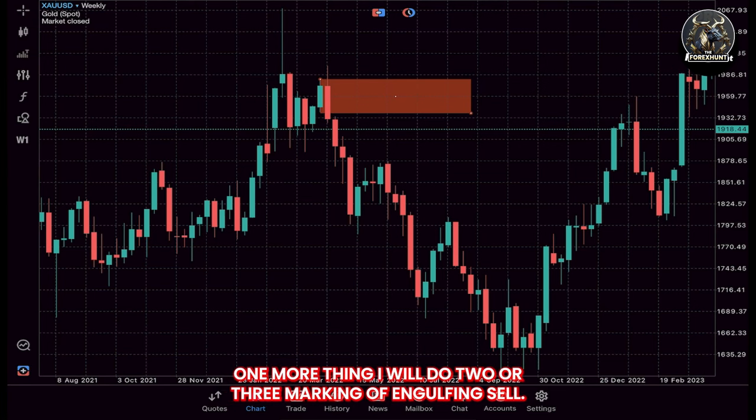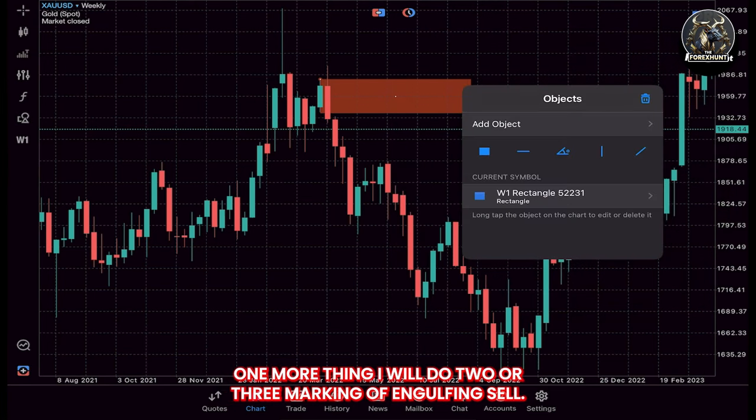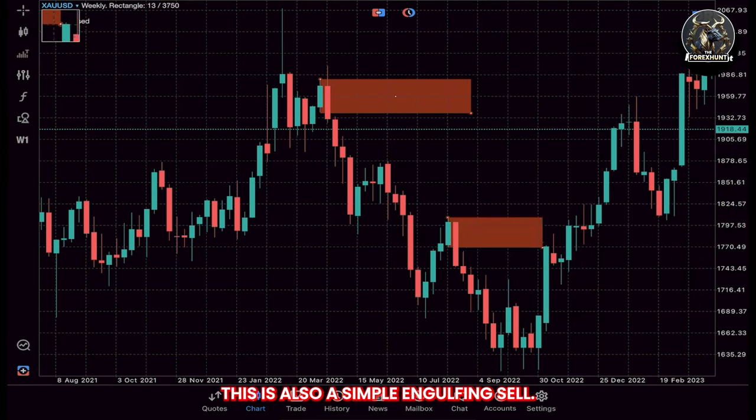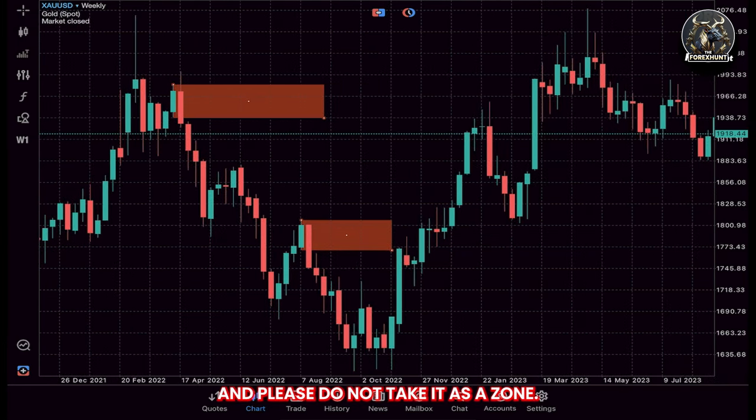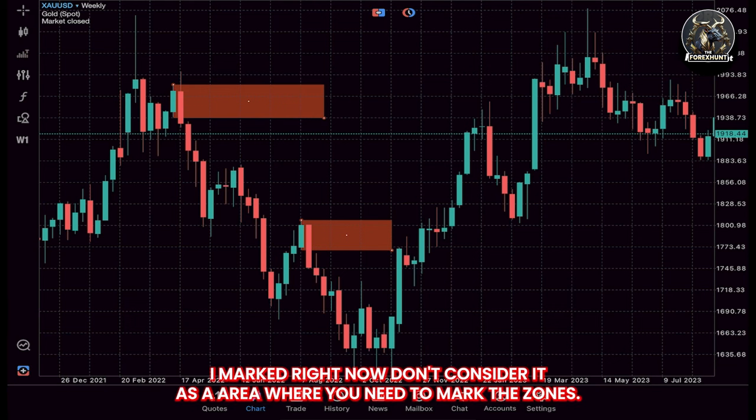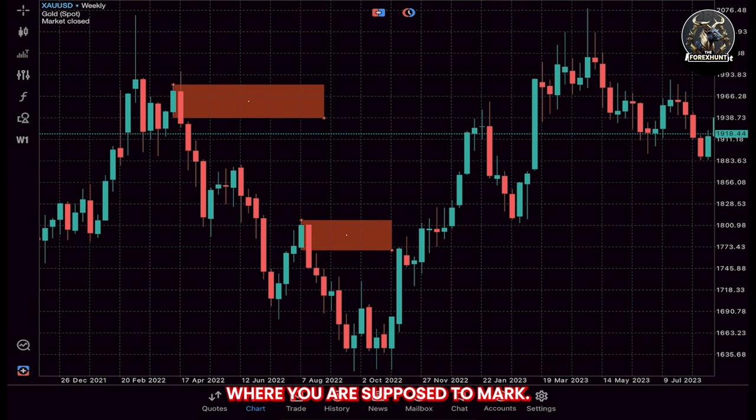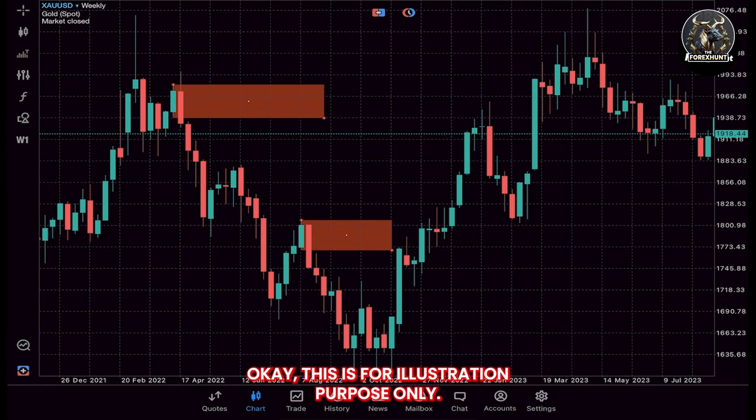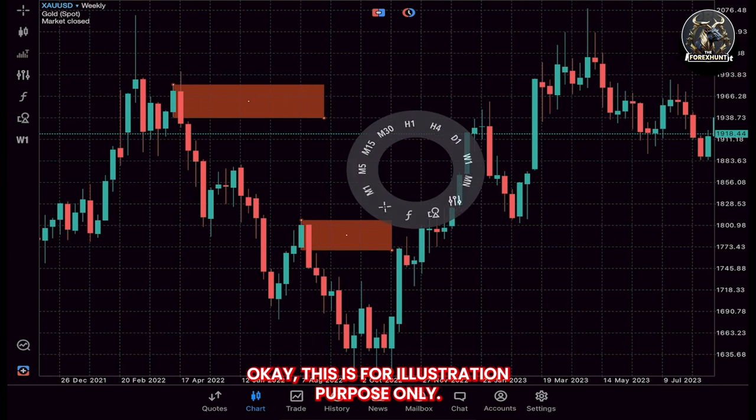One more thing, I will do two or three markings of engulfing sell. This is also a simple engulfing sell. And please do not take it as a zone. This is only an example of engulfing buy and engulfing sell that I am marking right now. Don't consider it as the area where you need to mark zones. This is not a particular area where you are supposed to mark. This is for illustration purposes only.